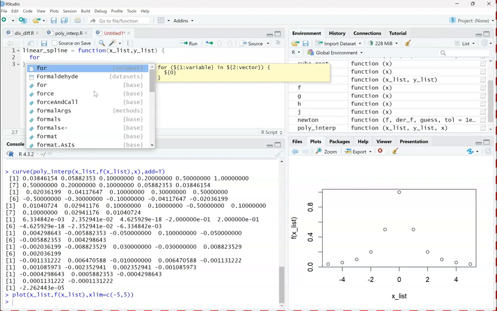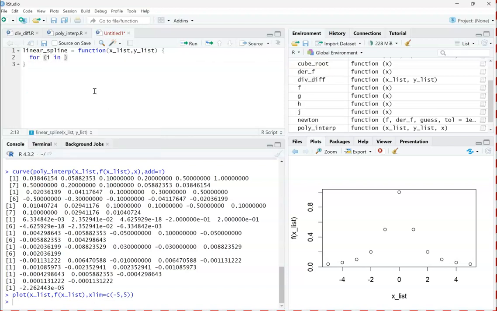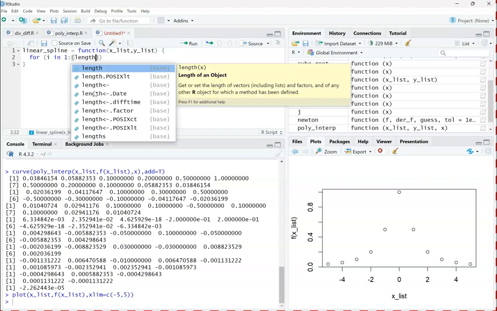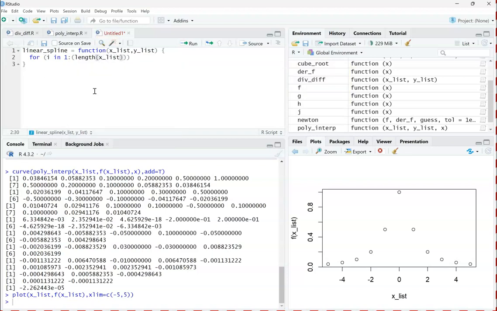Now remember, we called them Q naught, going from 0 to 1, Q1 going from 1 to 2, and so on. But in R, the list starts at 1, not 0, right? This would work out nicely if it were in Python, because Python starts everything with a 0. All right, so we want to go from 1 to, well, the first one, but we're only going to have n minus 1 of them, right? We'll have 1, 2, 3, 4, 5, 6, 7, 8, 9, 10. So there's 11 points. Right? So I only need to go from 1 to the length of our list, minus 1.